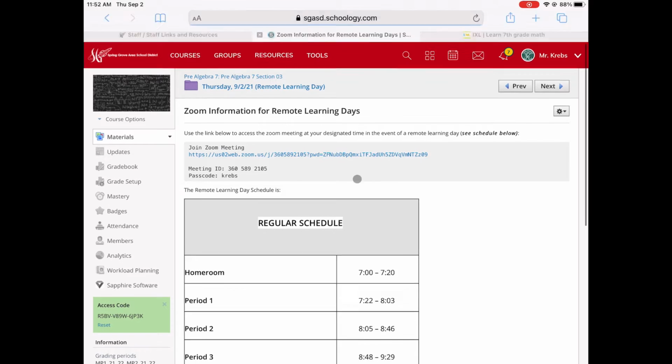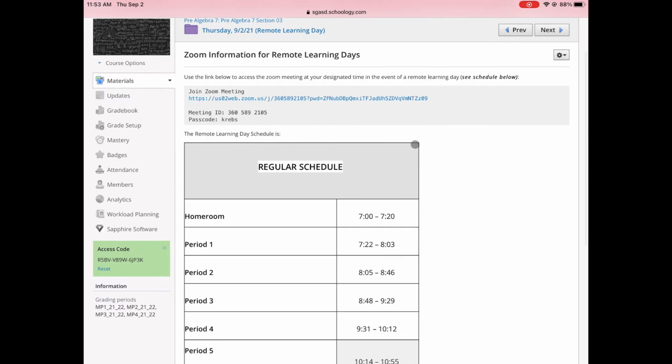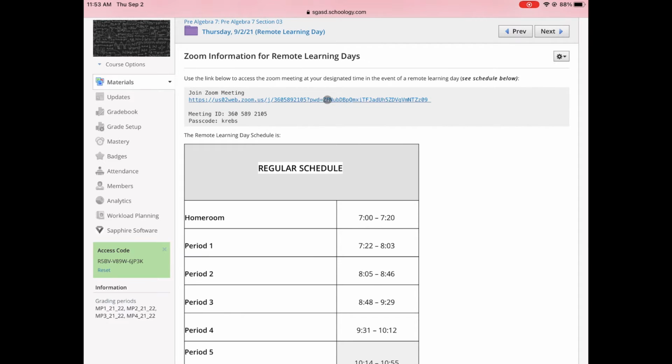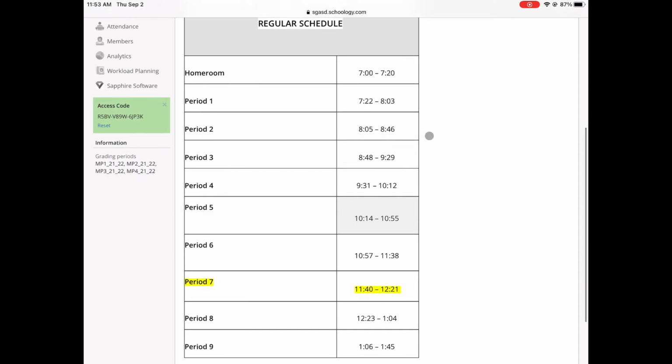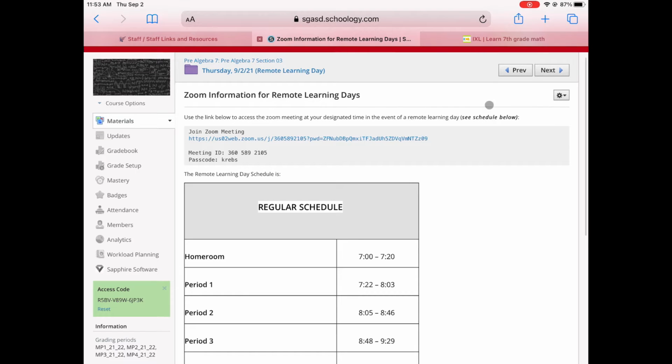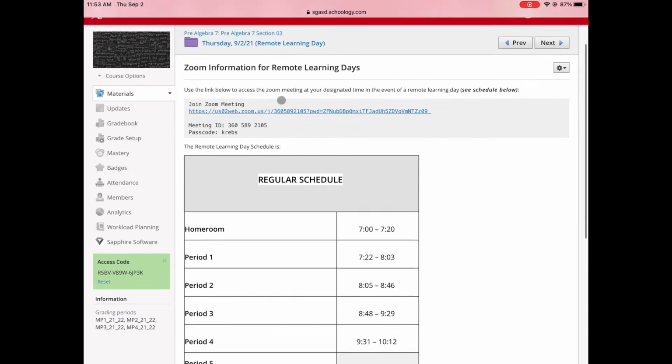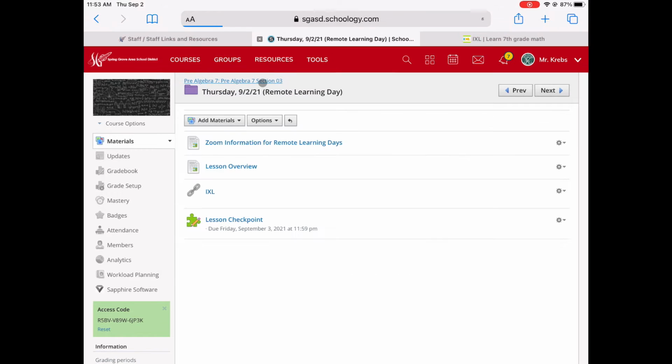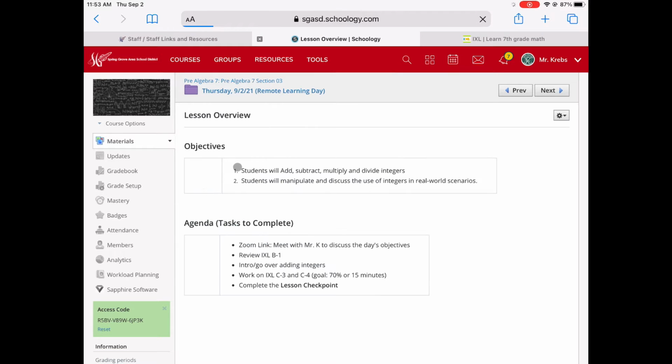If you go into this folder, this is where the Zoom information is. Obviously that link we tried out yesterday in class will be there for you as long as the schedule for the day. It is the same exact schedule we normally follow in a school day, so nothing hopefully world-endingly different.